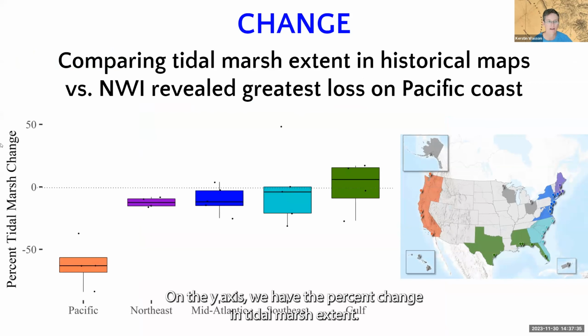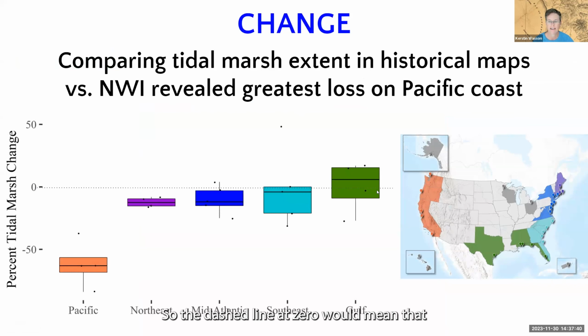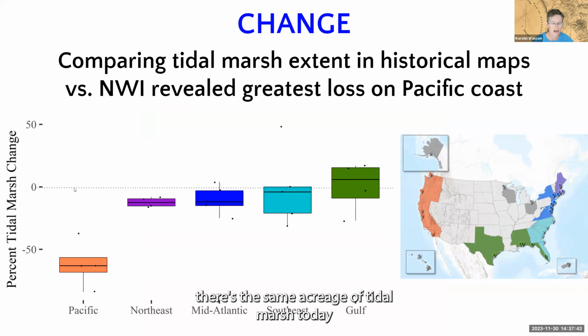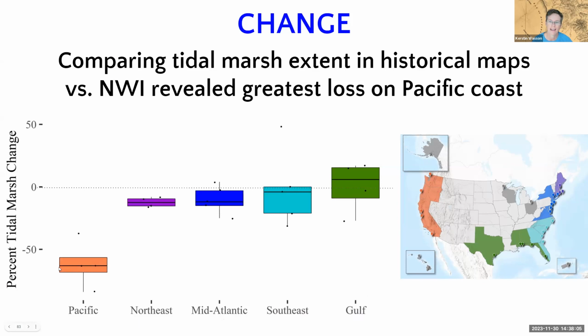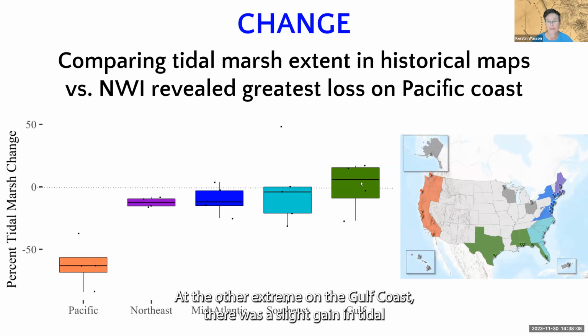On the y-axis, we have the percent change in tidal marsh extent. So the dashed line at 0 would mean that there's the same acreage of tidal marsh today as shown by NWI versus in the past as shown in the T-sheet. We've broken this up by the regions that are shown on the map here. And you can see right away that there's a strong regional contrast. The Pacific has lost over 60% of its tidal marshes. At the other extreme, on the Gulf Coast, there was a slight gain in tidal marsh extent. And in the other regions, there was some modest loss.